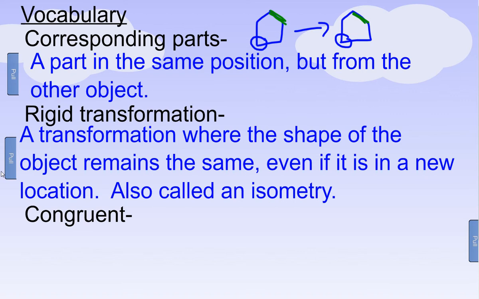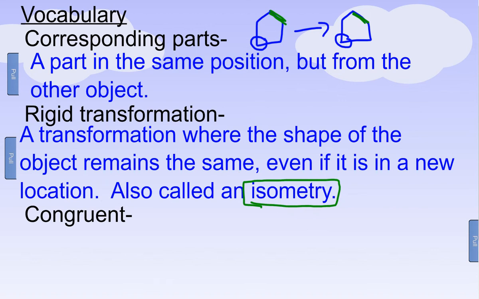It's the same shape, even though they may not be in the exact same position. One might be turned or flipped, but it's still the same shape. And this word, rigid transformation, is also called an isometry. But for the most part, you'll just need to know it's called a rigid transformation.